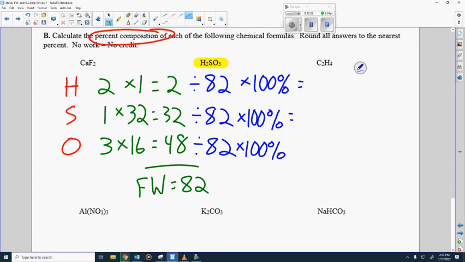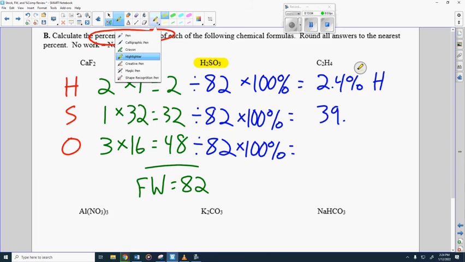Okay? So now, I'm going to go ahead and just plug this into my calculator. So 2 divided by 82 comes out to be 0.024. And when I multiply that by 100%, it tells me I have 2.4% hydrogen. Okay? 32 divided by 82 comes out to be 0.39. And when I multiply that by my 100, I get 39%. And call it 39.0, I guess, just to be consistent here. You can just do 1 decimal in these. You don't have to worry too much about the rounding. Just be consistent. So I got my 39.0% sulfur.